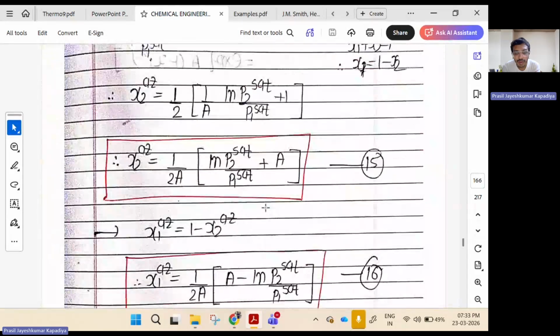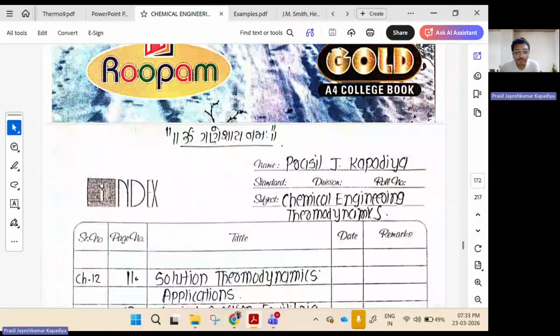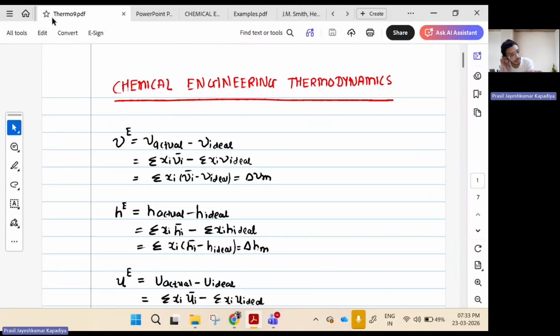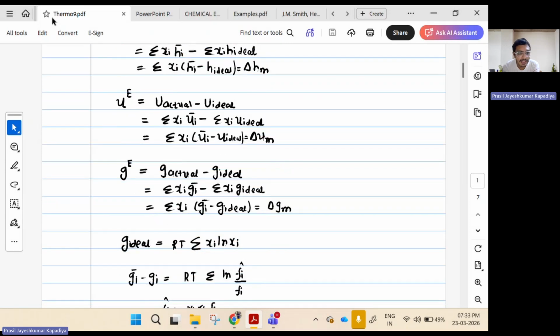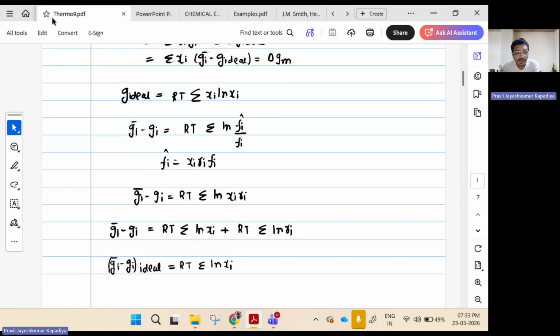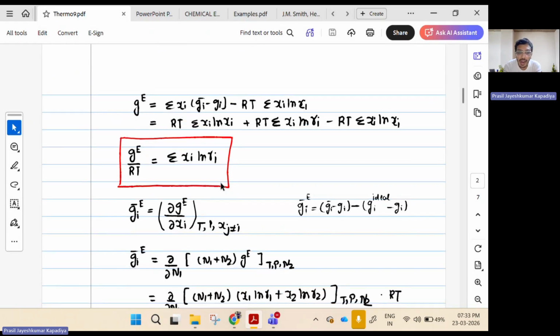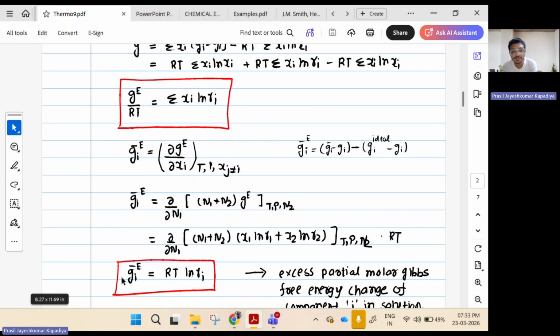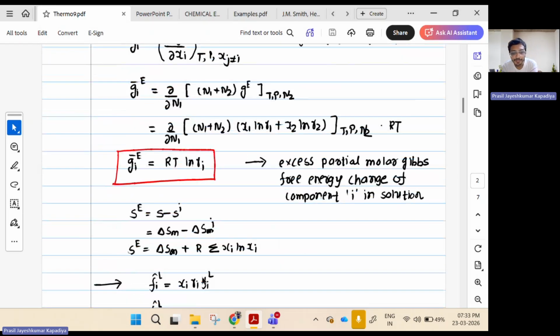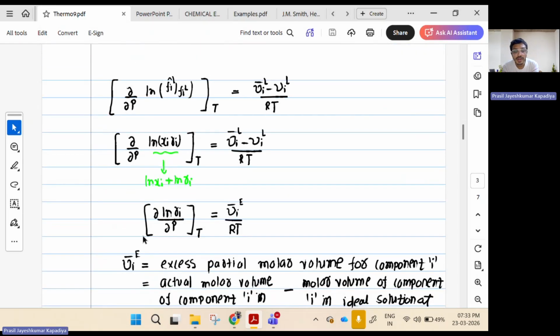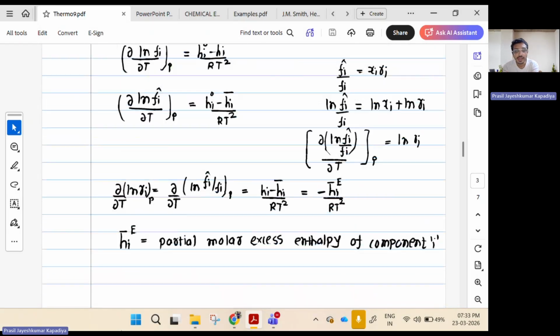Then we had a look at how to find gamma values. Before that, we had a look at this very important phenomenon: excess properties, actual property minus ideal property, for VE, HE, UE. For Gibbs free energy, the excess Gibbs free energy is RT summation xi ln gamma i, and the partial molar excess Gibbs free energy is RT ln gamma i. From there, we found the dependence of temperature and pressure on activity coefficient.